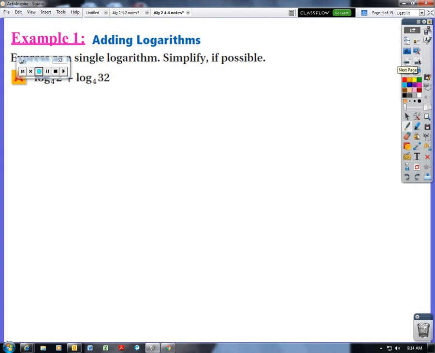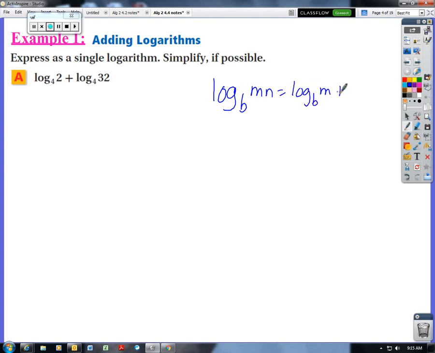So we're going to do an example first, actually. Okay, so this is how we do this. This is actually an expanded form, and so we're going to go the other way and condense it. Since we just learned the property, let me write it down again. Log base b of mn equals log base b of m plus log base b of n. So we're going from the right-hand side back to the left-hand side. We can only do this because they're both log base 4. If they were different bases, you wouldn't be able to combine them.